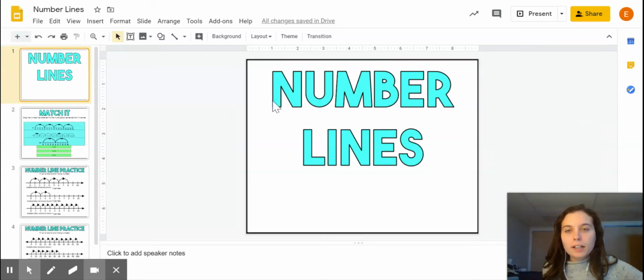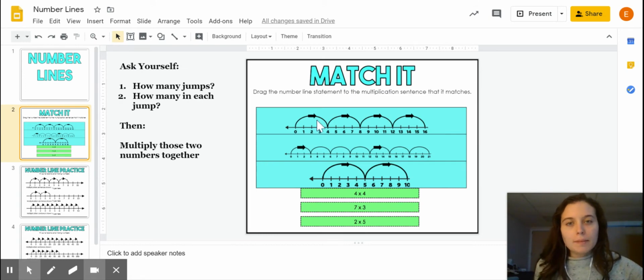Hi everyone, I wanted to go over number lines for multiplication for your assignment today. So in your assignment, you're going to see this, and what it says is to drag the number line statement to the multiplication sentence that it matches.